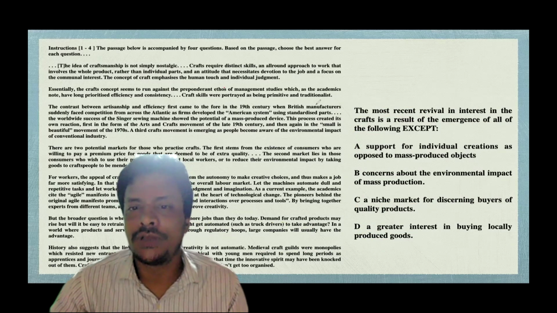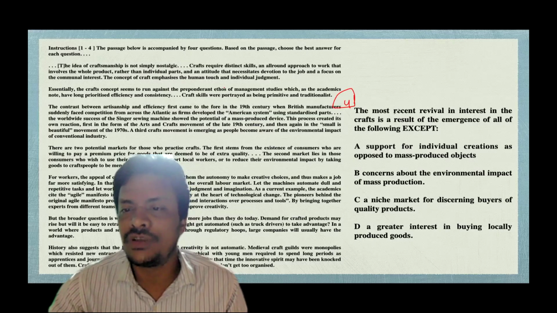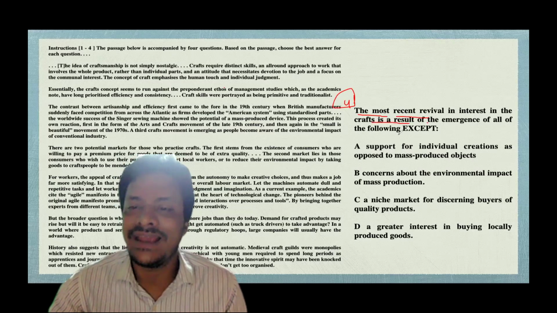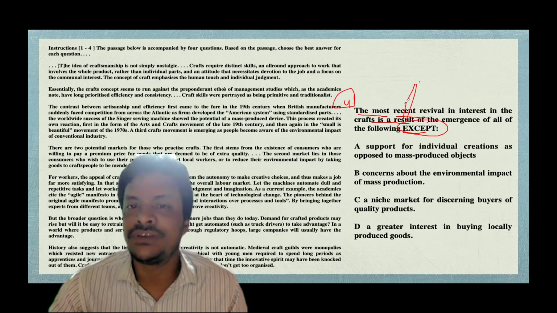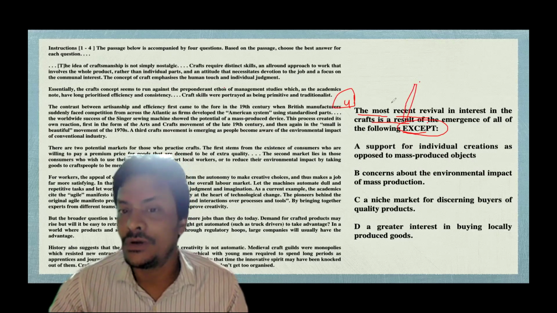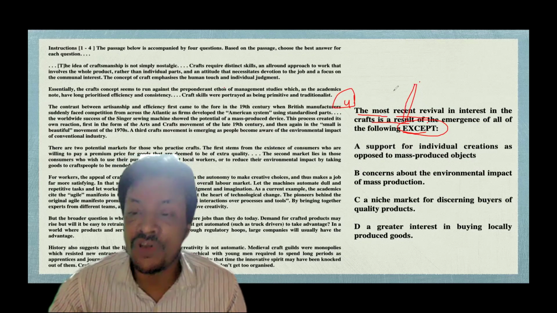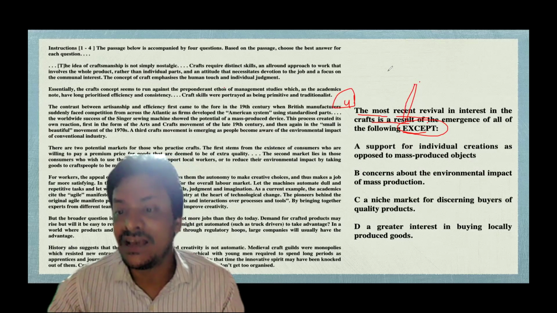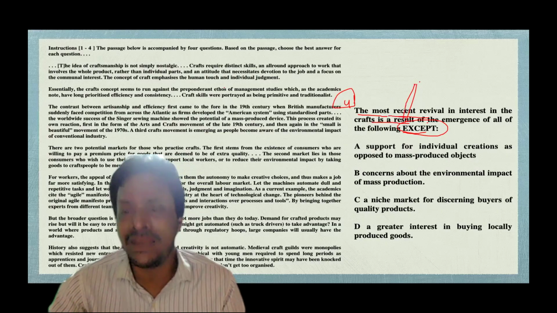So, we come to the last question. Question number 4. And here the question is: the most recent revival in interest in crafts is a result of all of the following except. Now here it is an except based question. So when you find any question which is an except based question, you need to understand the question carefully, what it is trying to ask. This question asks us which one of these is not given as a reason for today's renewed interest in crafts.